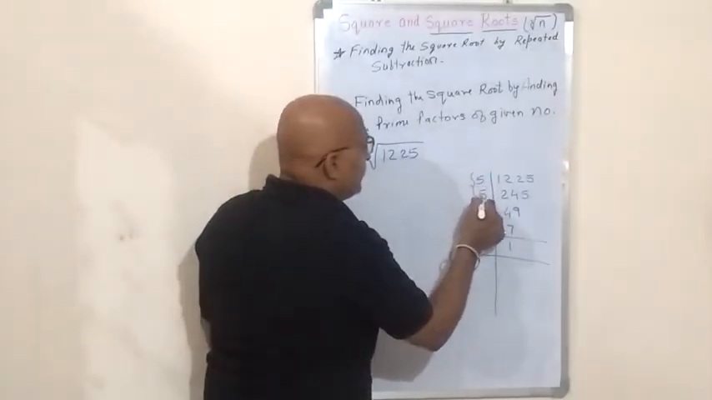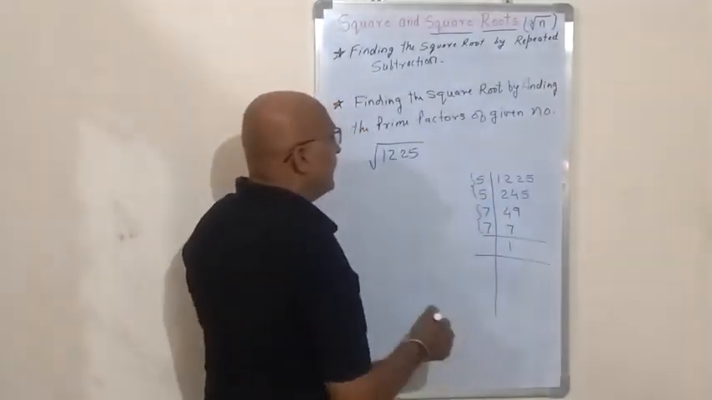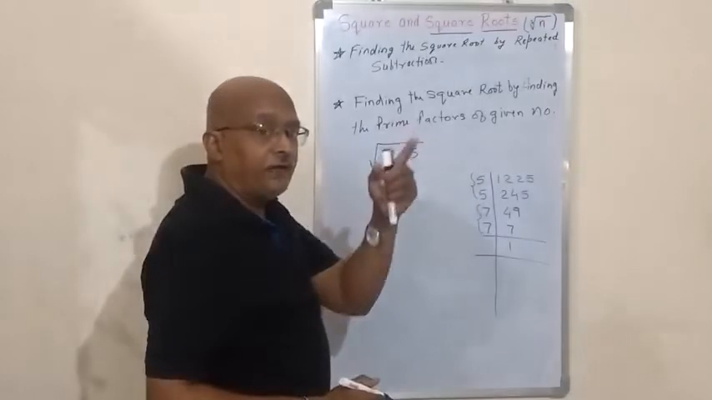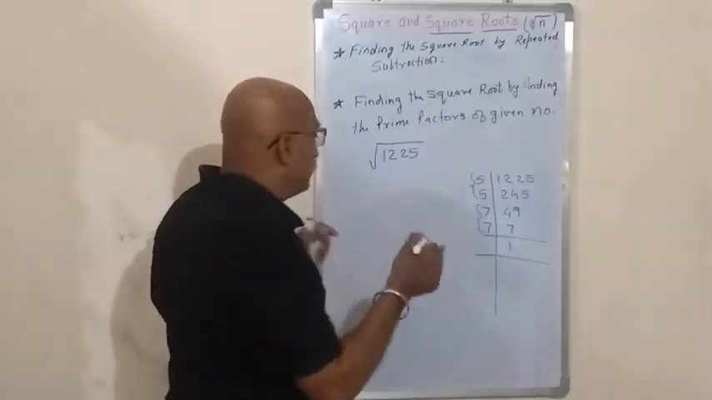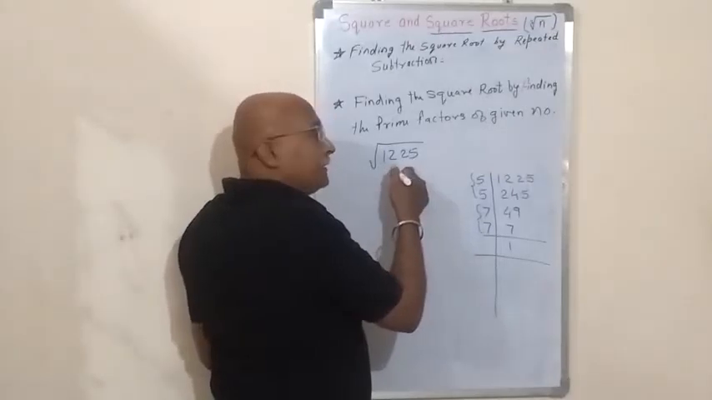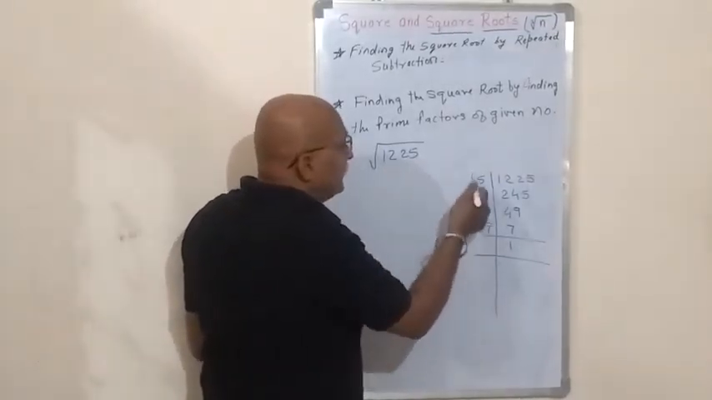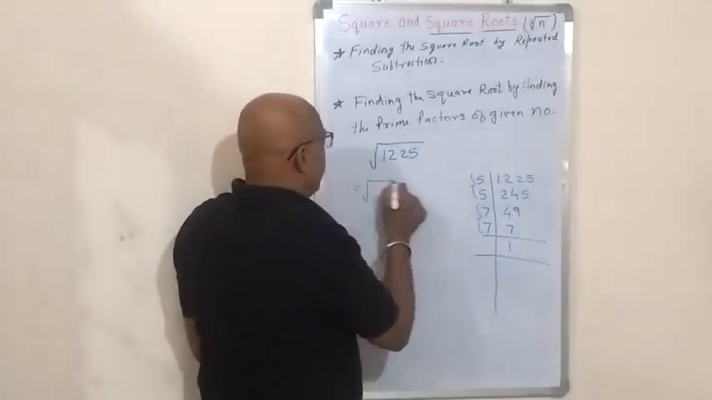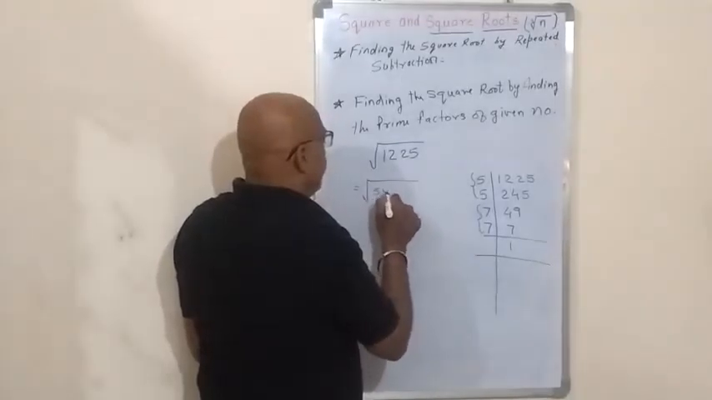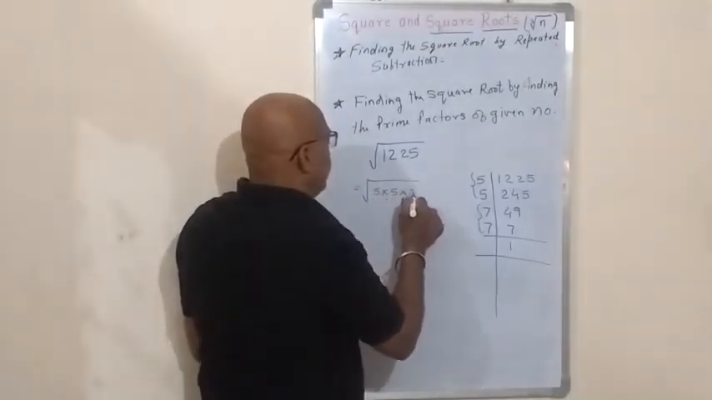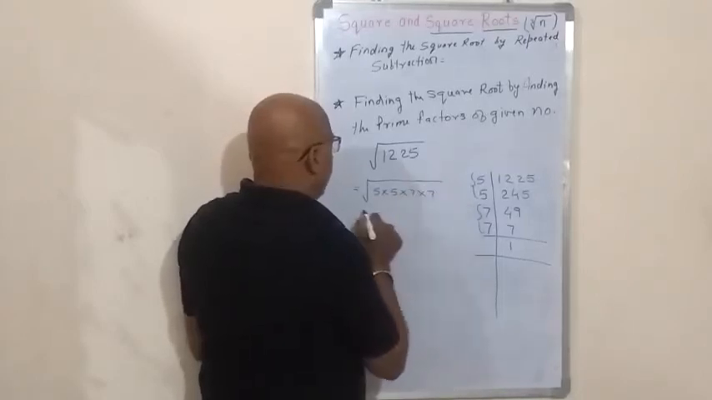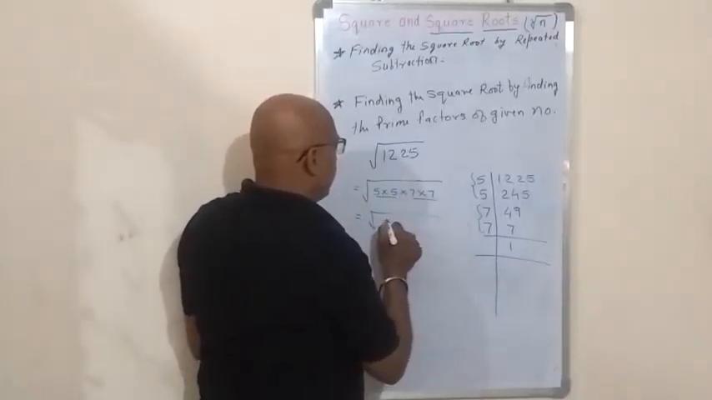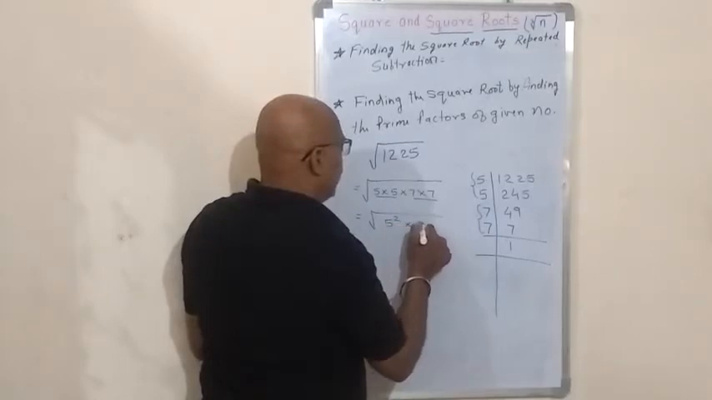We can see here the pairs. As I said, square root is nothing but the index 1 by 2. That is, 1 by 2 is the index of that number. We have to take the index 1 by 2. Now here we have the pairs. So we can write this as equal to under root of 5 into 5 into 7 into 7. And therefore we have under root of, this is one pair, this is one pair. So it is 5 square into 7 square.